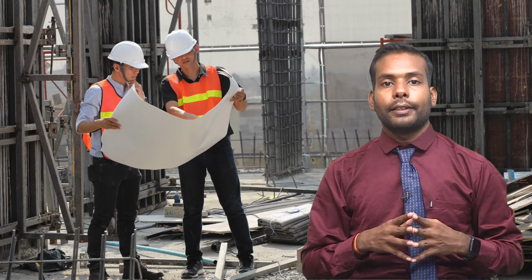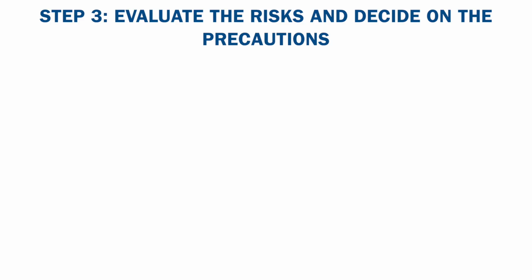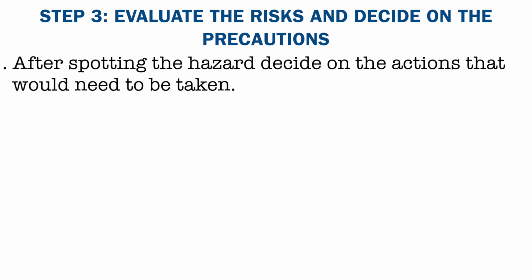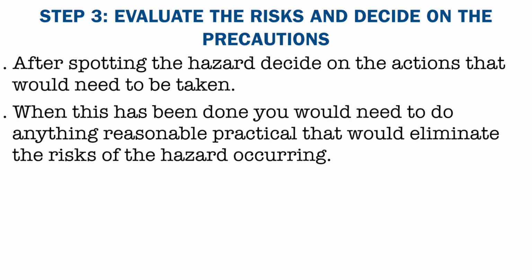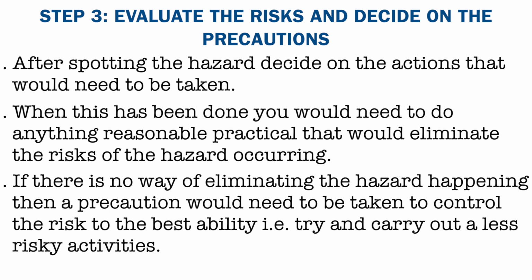Let us discuss the third step, evaluate the risk and decide on the precautions. After spotting the hazards, decide on the actions that would need to be taken. When this has been done, you would need to do anything reasonably practical that would eliminate the risk and hazard occurring. If there is no way of eliminating the hazard, then precautions would need to be taken to control the risk to the best of your ability. For example, try and carry out a less risky activity.